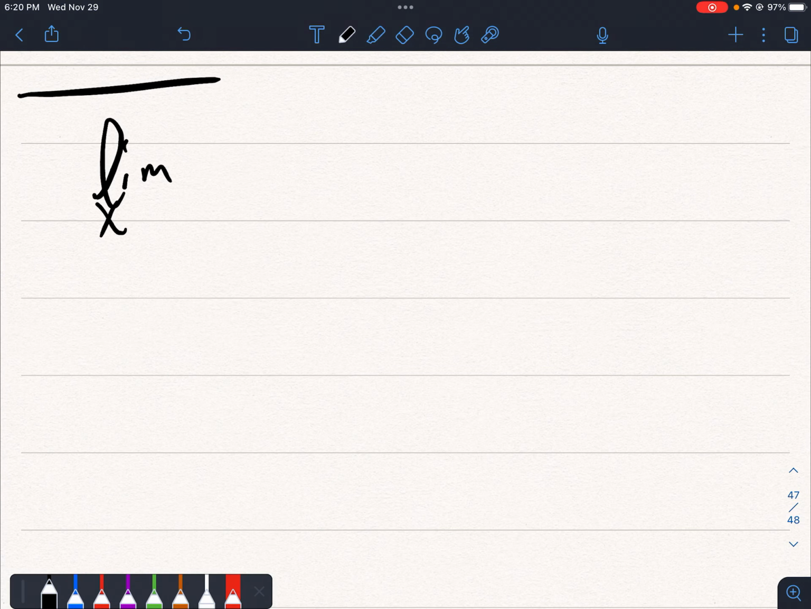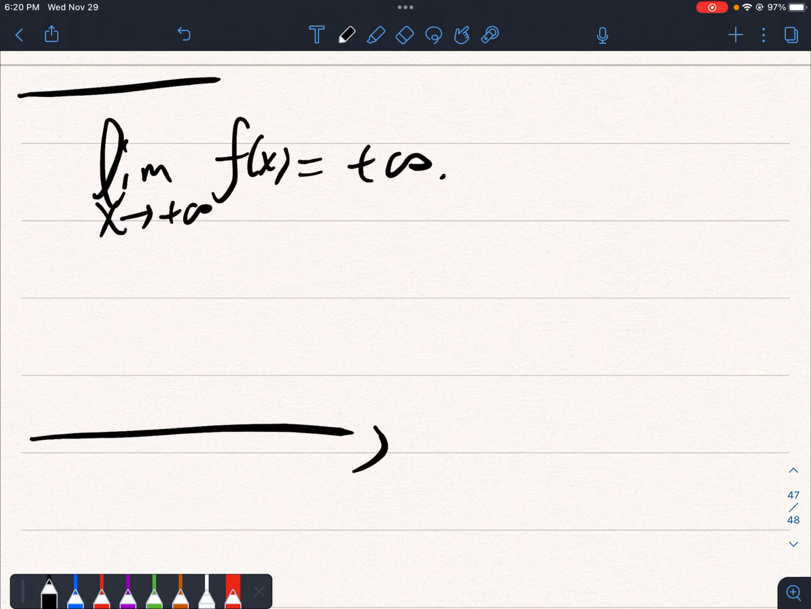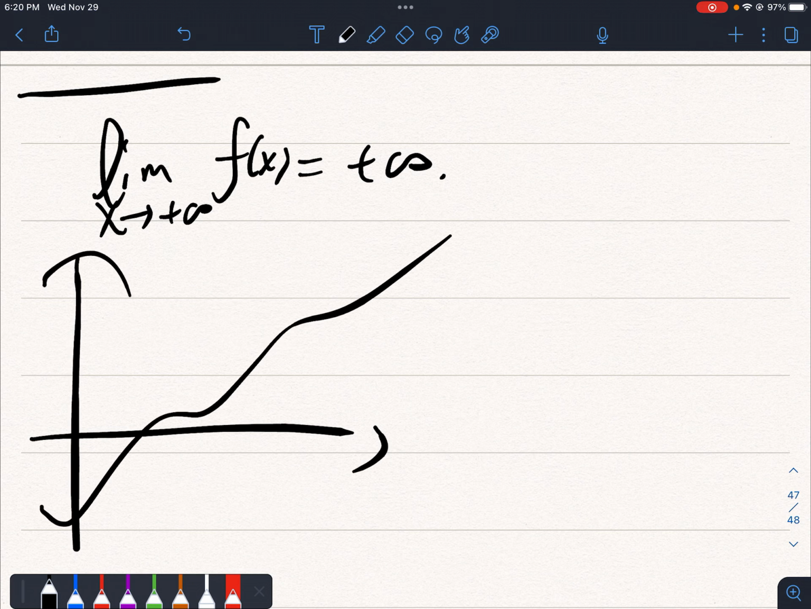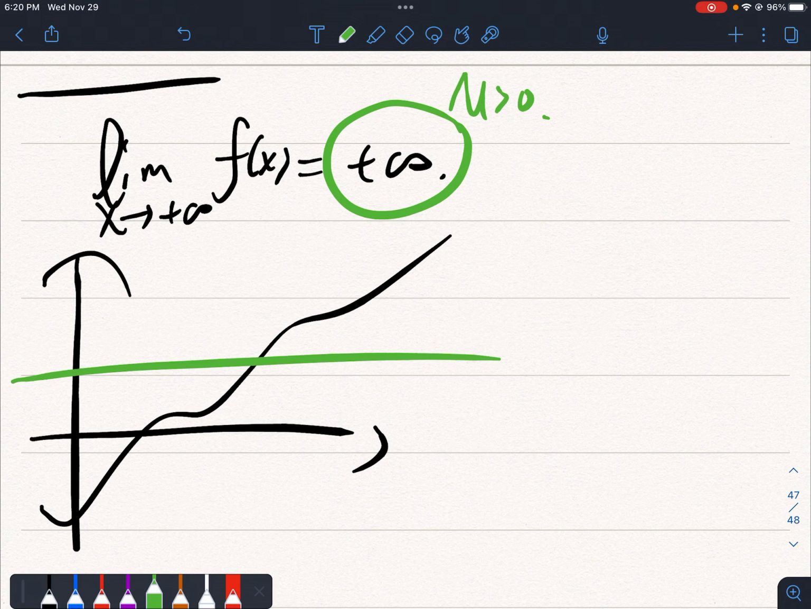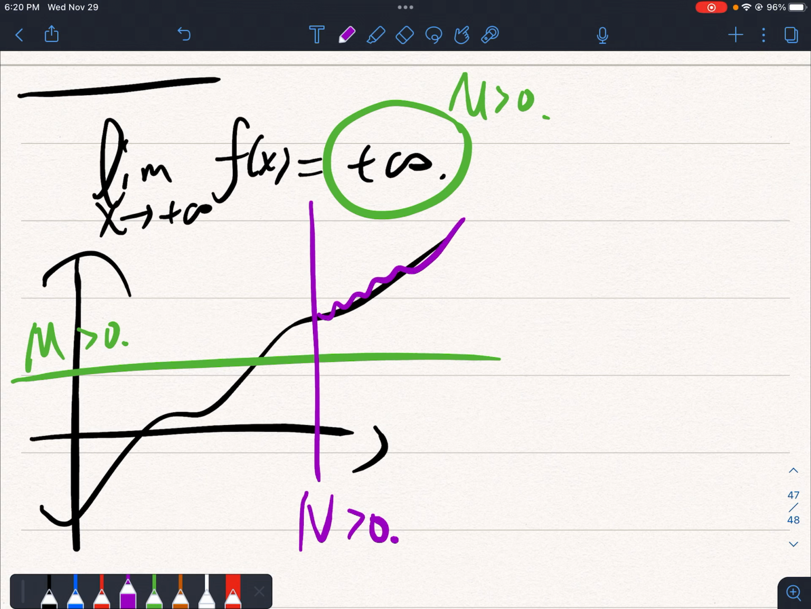And now we can also define, if you wish, the limit as x approaches, for example, plus infinity of f of x to be plus infinity. That means when x is very, very large, then f of x is also very, very large. So similarly, if this is plus infinity, then we use some m bigger than 0. Then it will be arbitrarily large. But then here x is also very large. So for any m bigger than 0, we can find some n bigger than 0, such that for x bigger than n, f of x is bigger than m, okay?